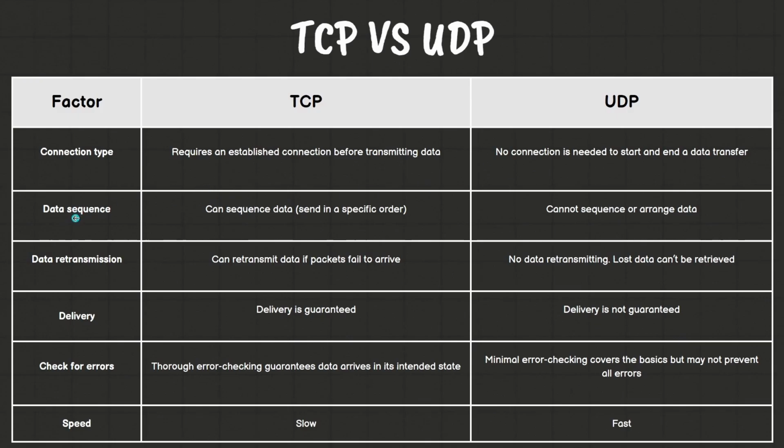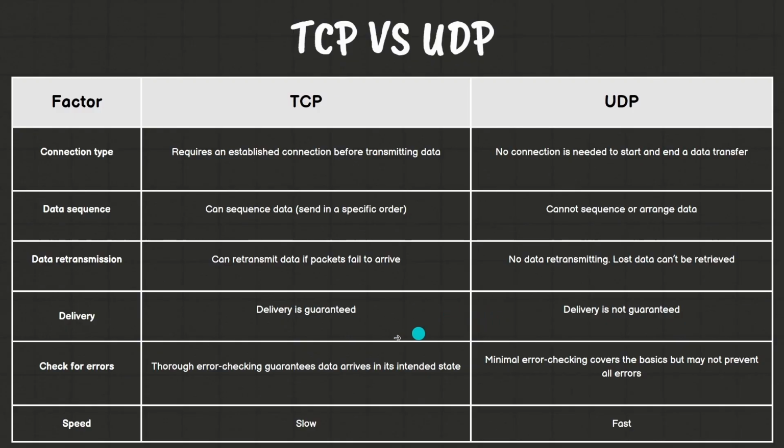Next is the data sequence. In TCP, data is sent in a sequential or specific order, whereas in UDP, this is not the case. After this, we have data retransmission. If a data packet is lost while transferring in TCP, it will retransmit it, while on the other hand, UDP doesn't care about all this extra work. Next is delivery. As we discussed earlier, TCP is a connection-oriented protocol and also retransmits whenever required. So the delivery of the data is guaranteed, whereas UDP does not guarantee anything. You are at your own risk.